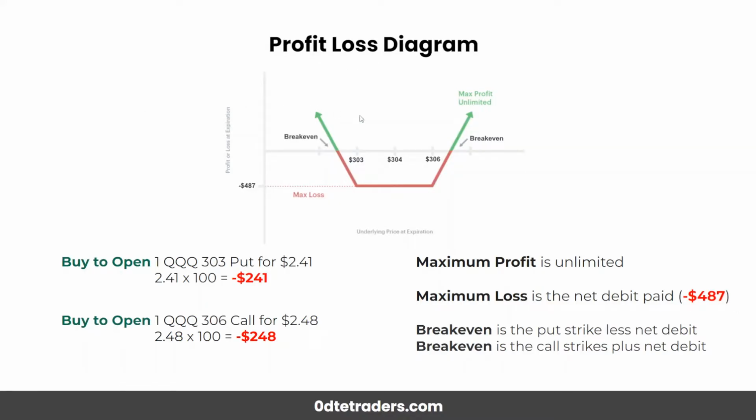This is the profit loss diagram for this particular trade. 3 or 4, more or less the at the money strike. And as I mentioned, we bought to open the 303 put for 2.41 right there, and we bought to open the 306 call for 2.48 with a net debit of 4.87. This is our maximum loss on the trade. Maximum profit is theoretically unlimited. We also have 2 break-even strikes right there and right there.